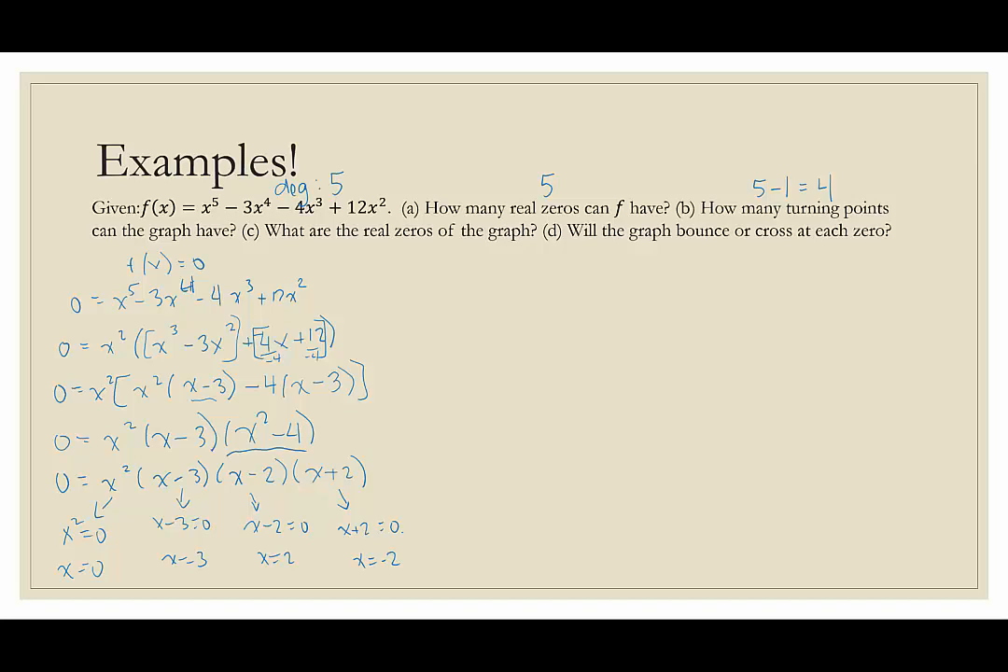So how many zeros did we end up with? We ended up with 4. Is that allowable? Yeah, because we could have had at most 5, and we have 4. Whew. Okay, now part D.